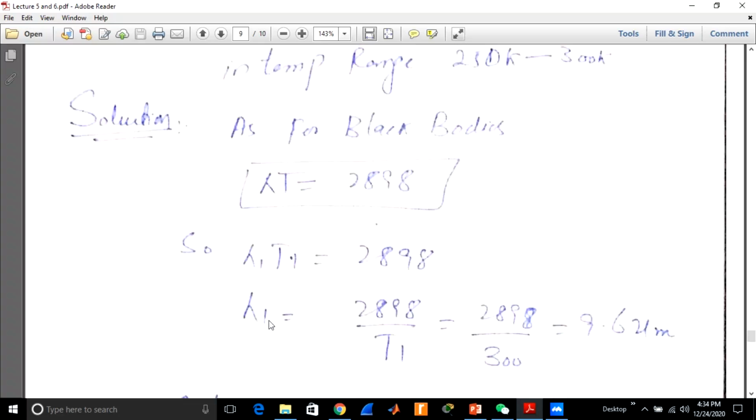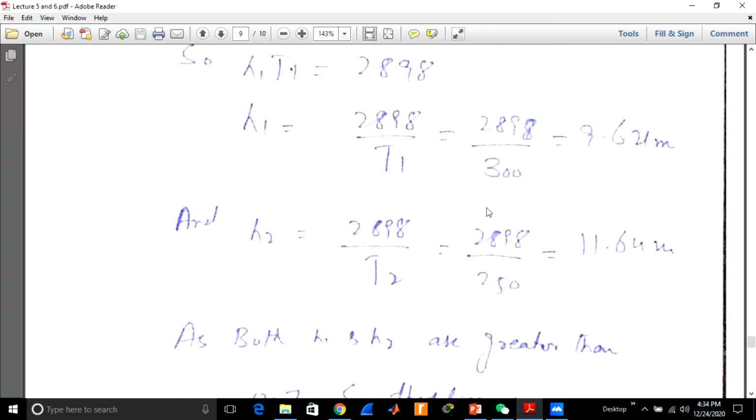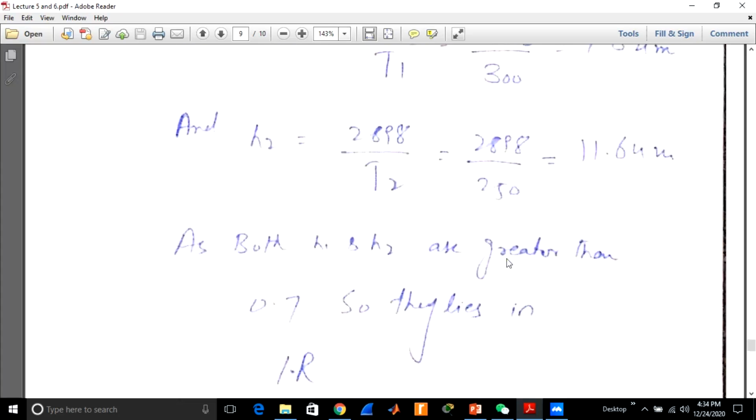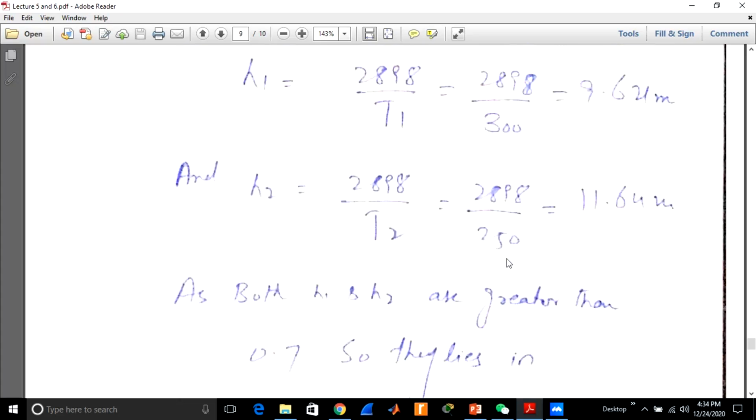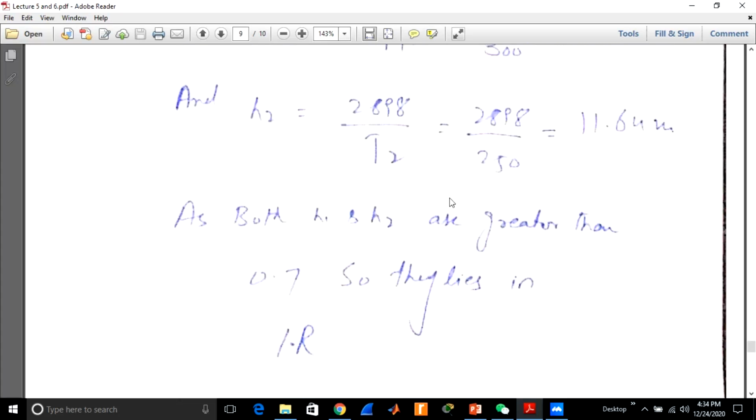And this is lambda 2, which is 2898 divided by T2, and we write T2 as 250. So if we write 250, it will be equal to 11.64 micrometer. So we see that 9.8 is greater than 0.7, and this is also greater than 0.7. And the range greater than 0.7 is infrared.